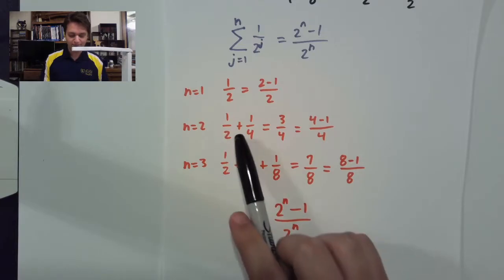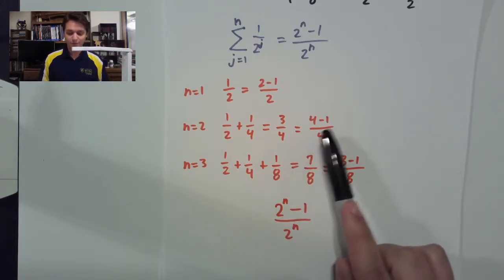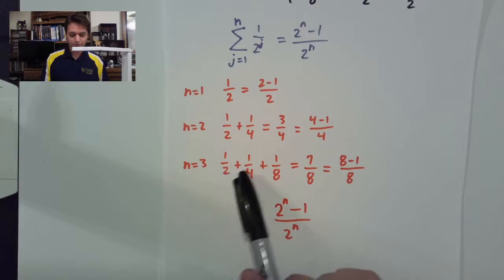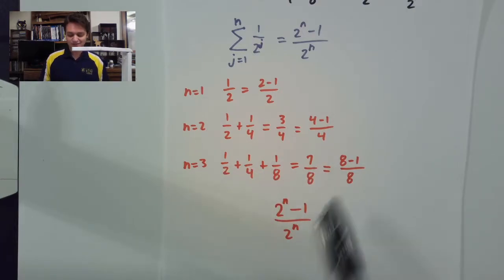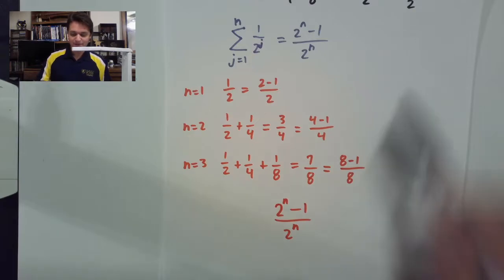We've got 1/2 plus 1/4. That's 3/4, or 4 minus 1 over 4. We can see this again for up to 8. So we've got 1 over 2 plus 1 over 4 plus 1 over 8. That's 7/8, or 8 minus 1 over 8. So it's really easy to see this pattern pop up. That's where the right-hand side of our equation comes from.